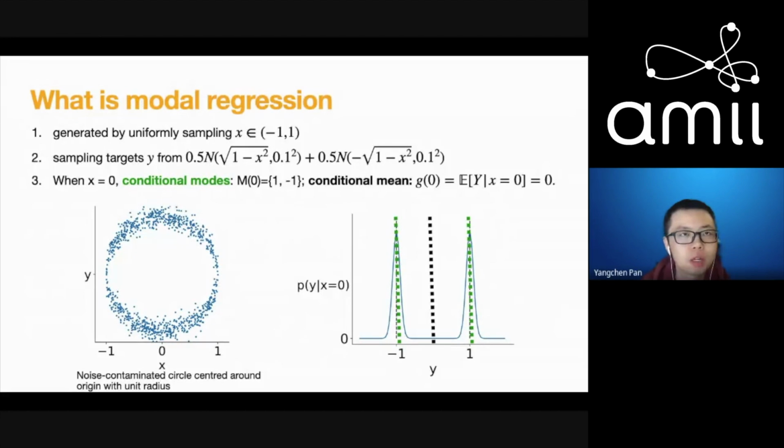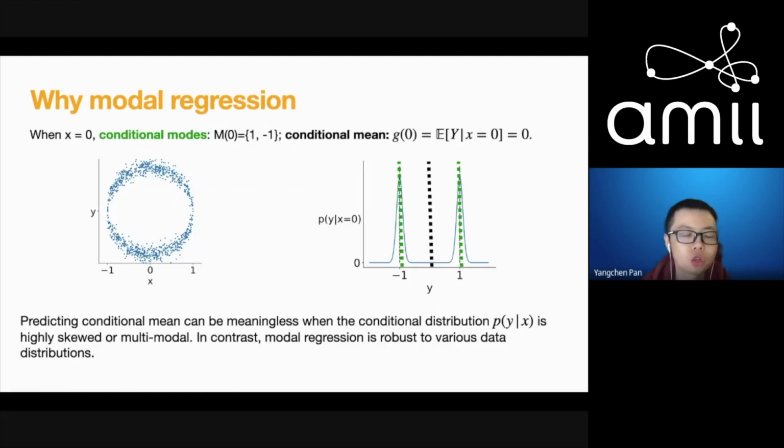The conditional mean can be found by simply minimizing mean square error. And you can see that predicting y equal to 0 given x equal to 0 is meaningless because the density of y equal to 0 given x equal to 0 is very low. So this is unlikely to help decision making.